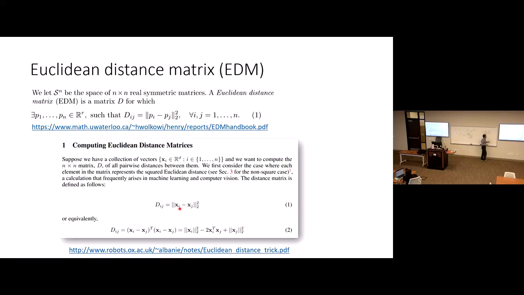Well, for this xi and xj, for example, this is xi, this is xj. You pick two of them out of this set, and you compute xi minus xj. This is just a difference between two vectors. And then you put a bar around it. This is a norm.